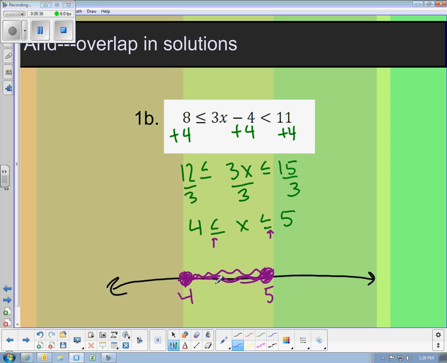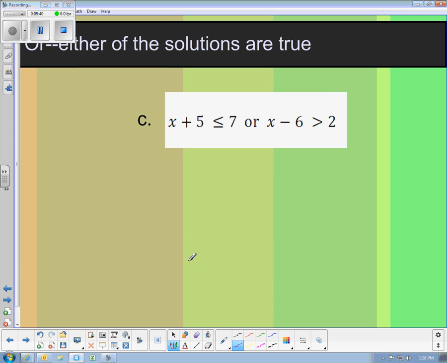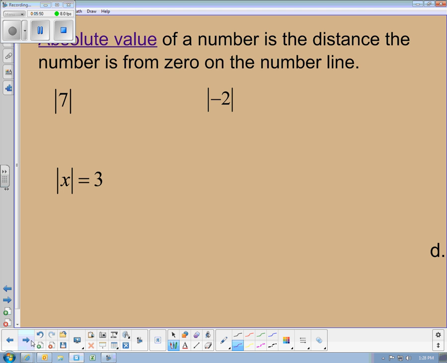All right, why don't you guys take a look at part C on your own? You can go ahead and pause the video and take care of that. Take note that this is an OR inequality, so we're just going to solve the two separate and graph them on the number line. Let's go ahead and move on to the back where we have some absolute value inequalities to look at.